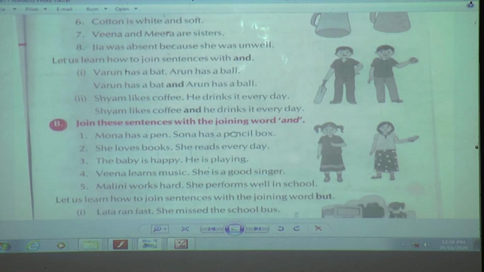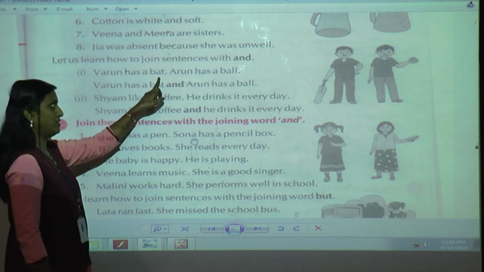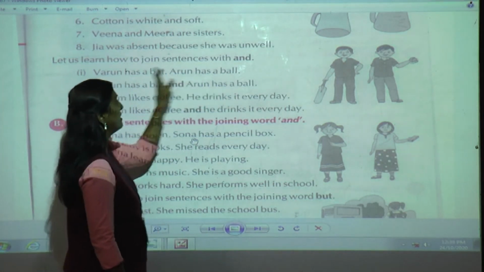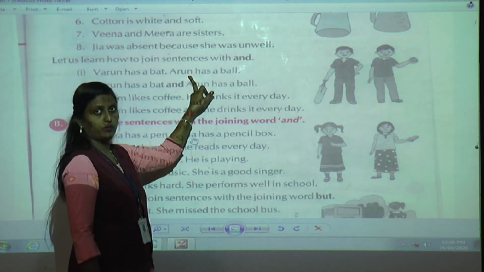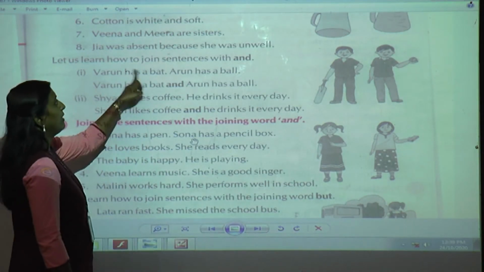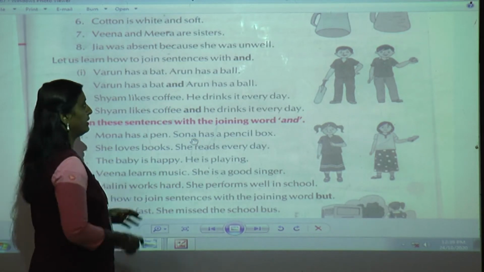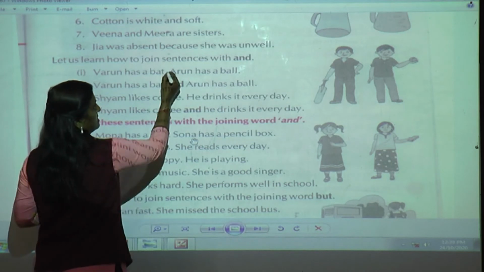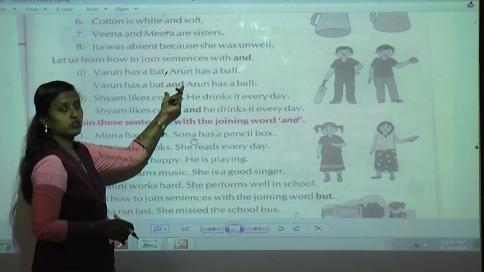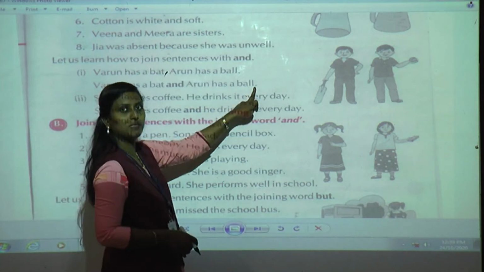Now everyone pay attention to the screen. Keep your pencils down. Ready? Okay. So what is the first sentence? Varun has a bat. Arun has a ball. Now here if we see Varun and Arun, they are two persons. Two boys are there. So I want to make these two sentences into one single sentence. So what am I going to do? I am going to cut this full stop and then write and between these two sentences, and at last a full stop is compulsory.